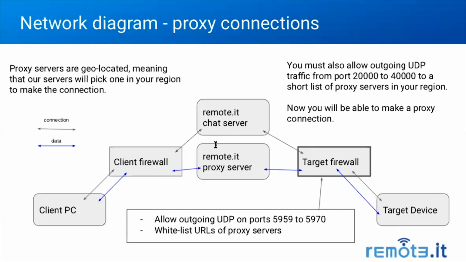Our connection logic, as I showed previously, generates a random port for port proxy connections in the range of 20,000 to 40,000. And even if you're using TCP, our traffic is handled in transit using UDP. So the target firewall here needs to have outgoing UDP enabled from 20,000 to 40,000 to a short list of proxy servers in your region.